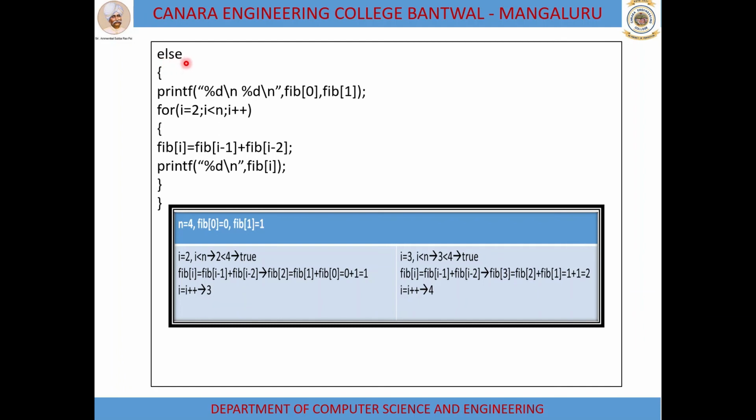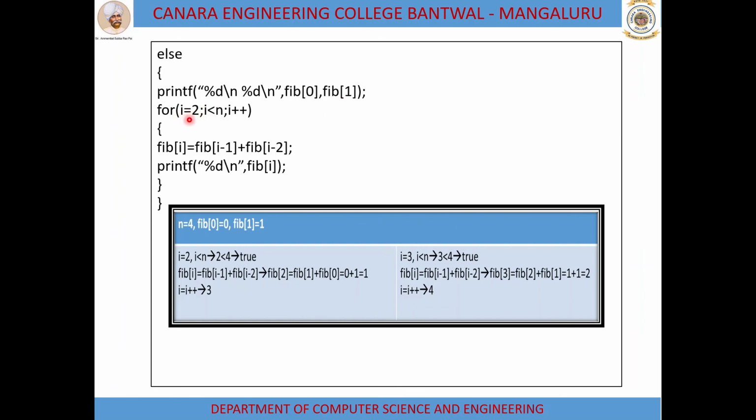So in the else part, printf "%d\n%d\n", fib[0], fib[1], that is, the first two Fibonacci numbers I'll have to display, and the remaining I'll have to compute. The first two Fibonacci numbers are already stored in fib[0] and fib[1], because the user has given an input more than 2. That means obviously the first two numbers I'll have to display, then I'll have to compute the remaining numbers. That's why I have displayed the first two Fibonacci numbers, which are already stored in the array at fib[0] and fib[1]. Now starting from the third number I'll have to compute.